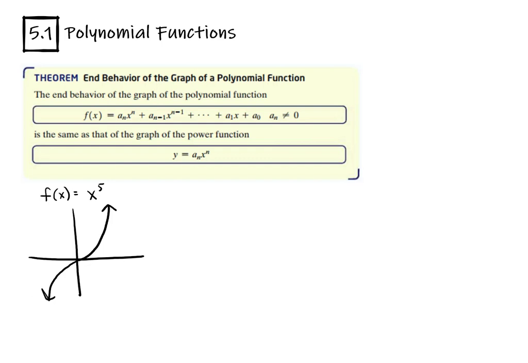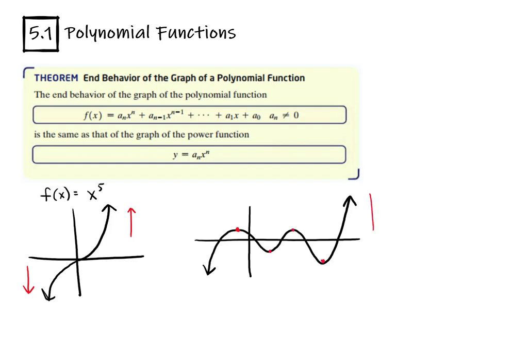Alternatively, let's look at the end behavior of x to the 5th. It has 1 going up and 1 going down. So all x to the 5th polynomials, no matter how many turns they have in them, will have this end behavior. This is a graph of a potential x to the 5th polynomial. It has 1, 2, 3, 4 turning points, but its end behavior, one goes up and one goes down. So it matches the same behavior of the power function. And so we're able to tell if a function is even or odd by looking at the end behavior of the graph, if they both go in the same direction or if they go in opposite directions.